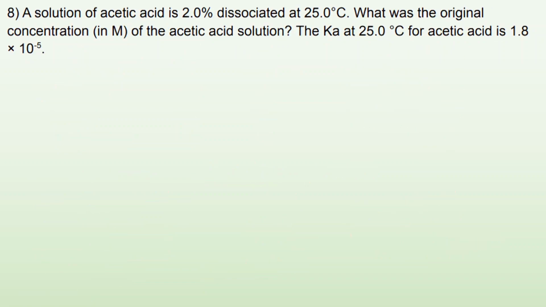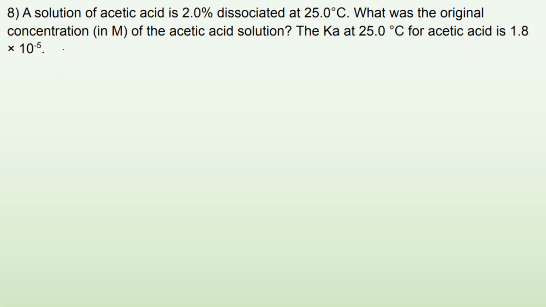Number 8. A solution of acetic acid is 2% dissociated at 25 Celsius. What was the original concentration of the acetic acid solution? The Ka at this temperature for acetic acid is 1.8 times 10 to the minus 5. I like these problems because we get to use two different equations and make them work together.